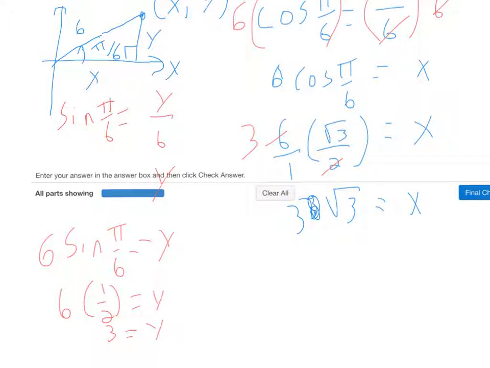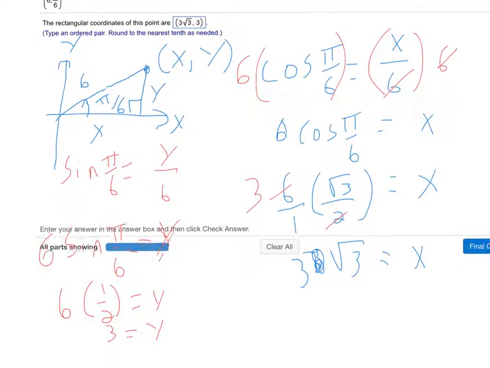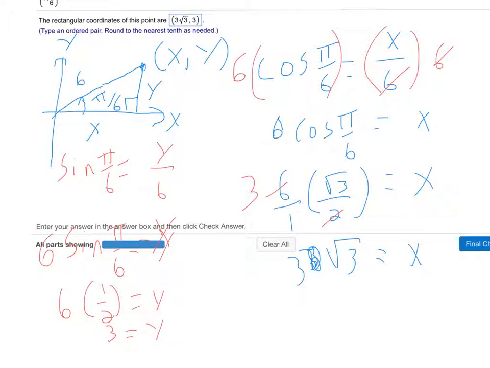And I believe that corresponds to the answer up here. Yes, 3 square root of 3 and 3, which I have down here. Hope this helps.